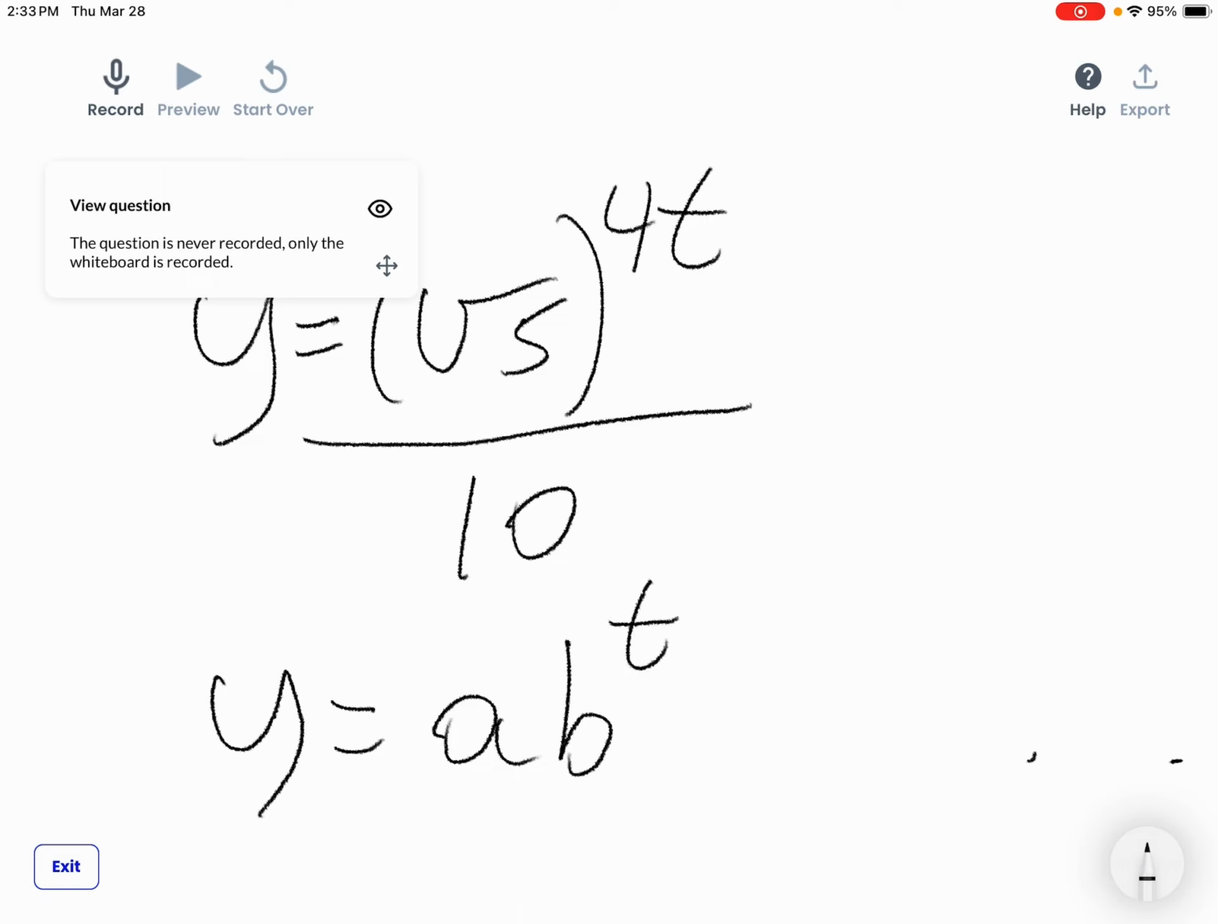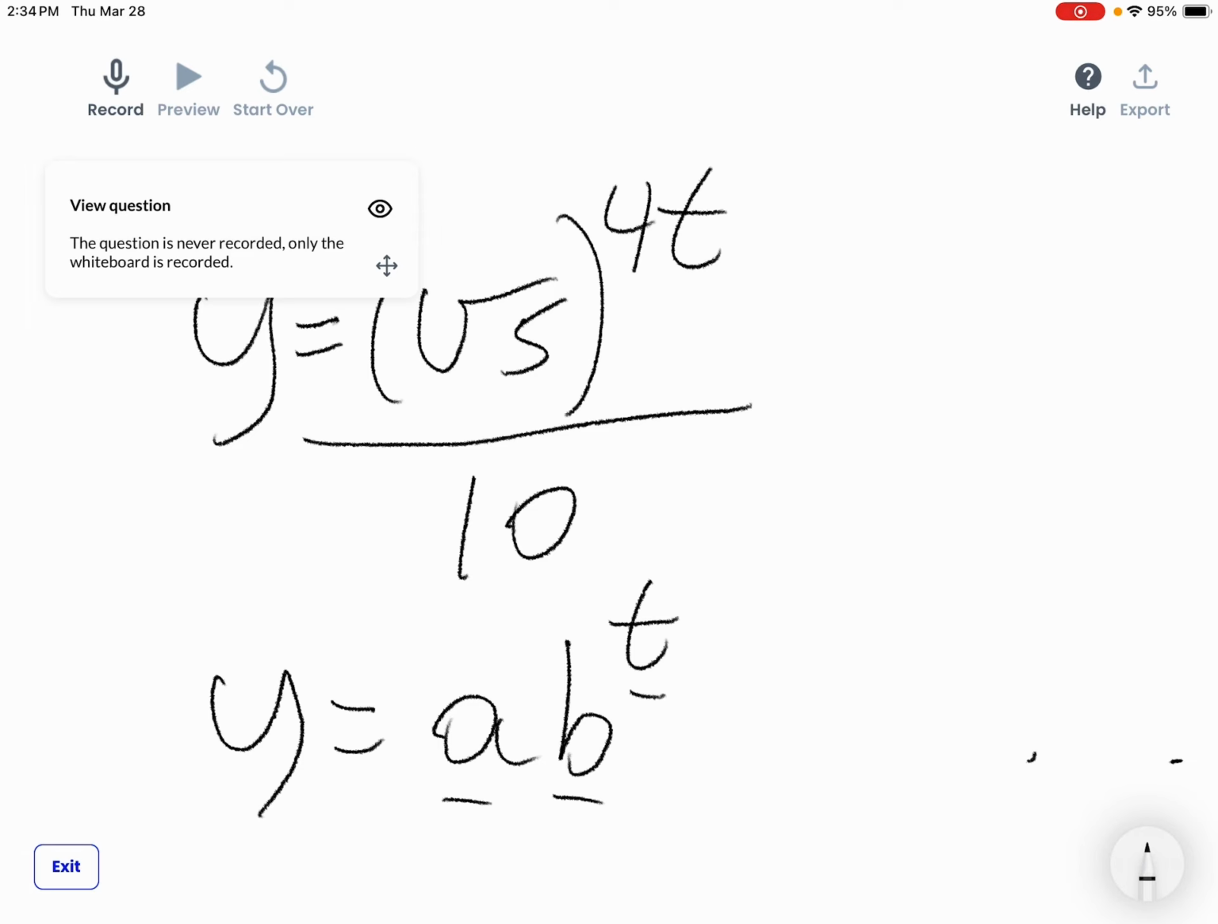So a b to the t is the general form of an exponential function. We have a is our initial value, because if t is 0, b to the 0 is just 1, because anything to the 0 power is 1. So we get b to the 0 is 1, and then a times 1 is just a. So a is our initial value, and b is our growth factor. So y equals a b to the t is our initial value times our growth factor to a power.